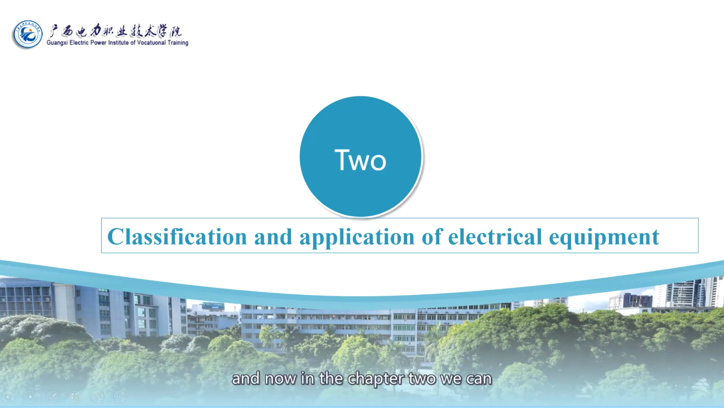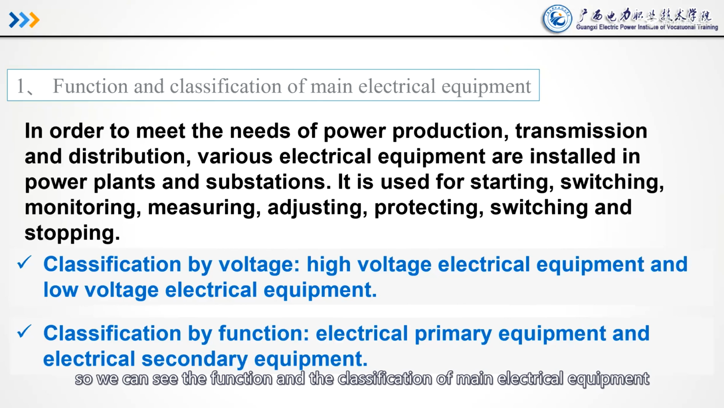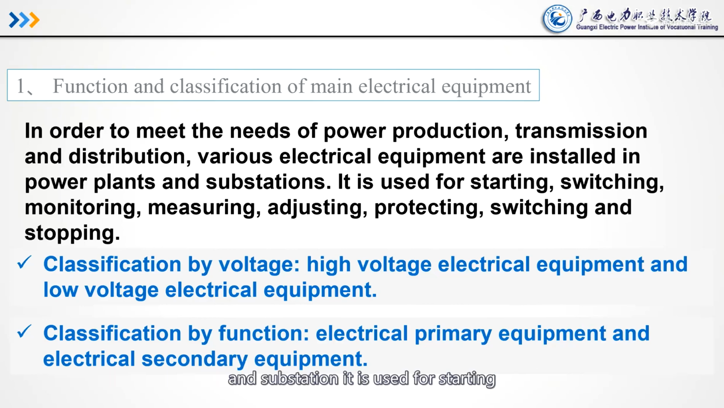And now in chapter 2, we will learn the classification and the application of electrical equipment. So we can see the function and the classification of main electrical equipment. In order to meet the needs of power production, transmission, and distribution, various electrical equipment are installed in power plants and substations. It is used for starting, switching, monitoring, measuring, adjusting, protecting, and stopping.